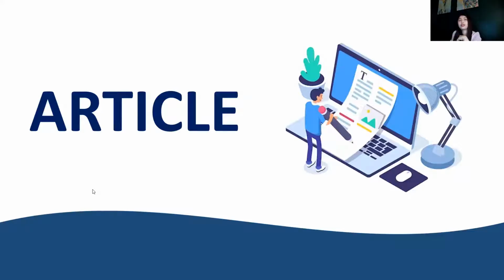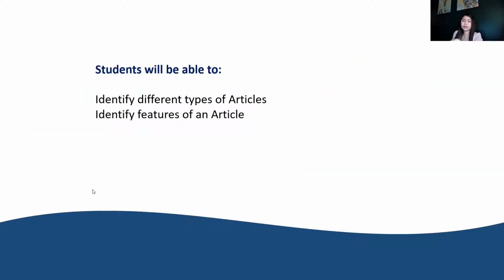Our topic for today is about articles. Our learning objectives today are that we're able to identify the different types of articles and identify features of an article. I want you all to write it down in your notebooks. Our learning objectives for today, all together, read it. First is to identify different types of articles, and second is to identify features of an article.